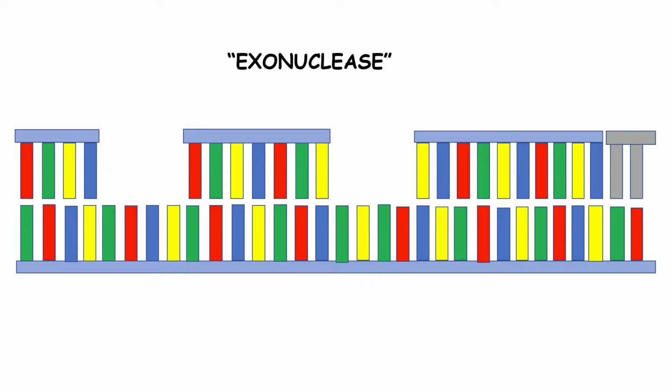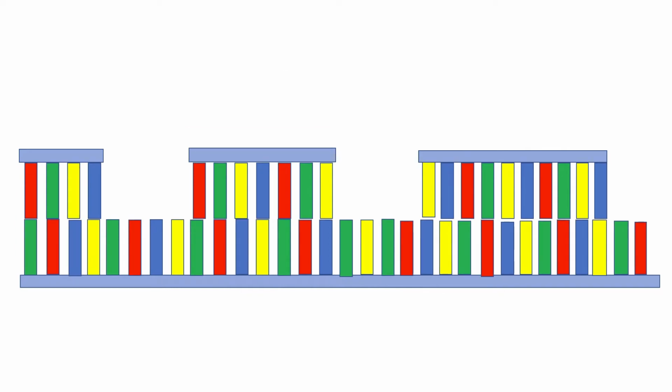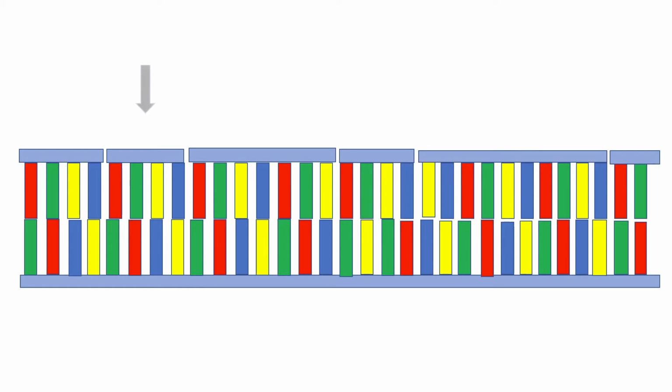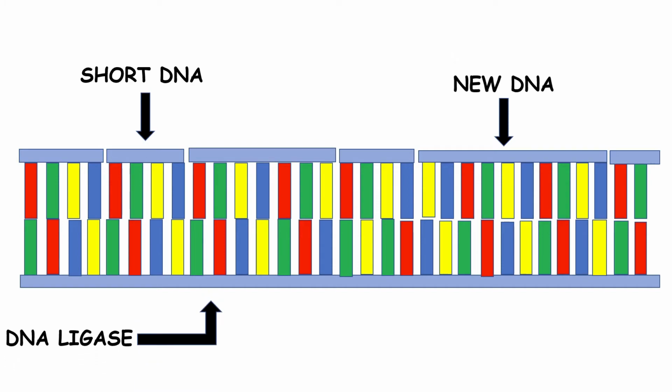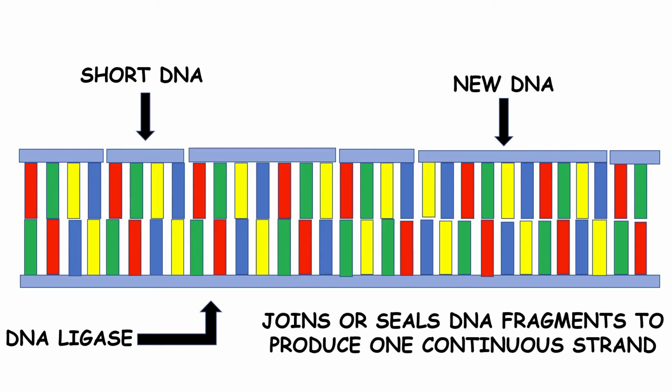After this, another enzyme known as the exonuclease comes into play, which removes the short segments of primer. These are then replaced by short new segments of DNA by the DNA polymerase. After this, the enzyme DNA ligase joins or seals the DNA fragments to produce a continuous strand.